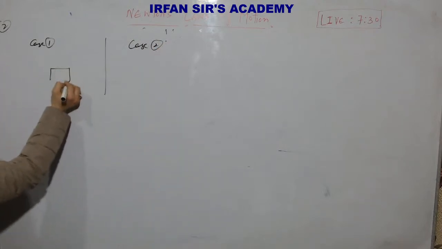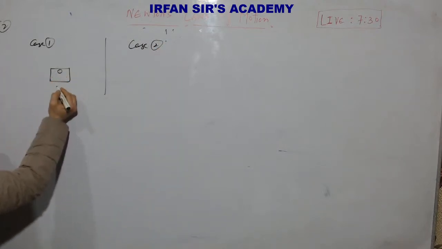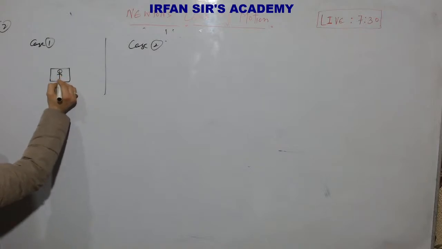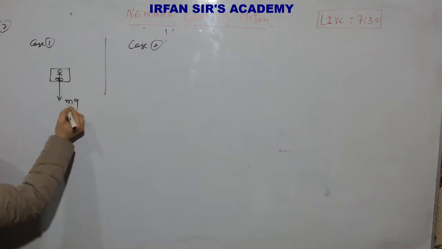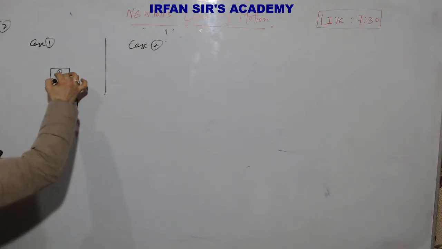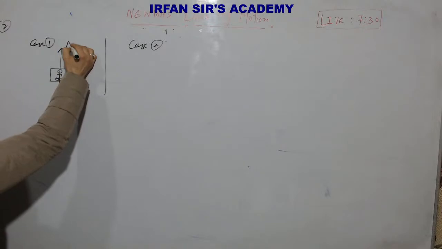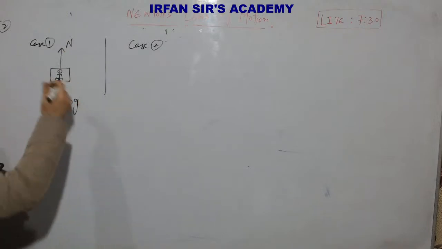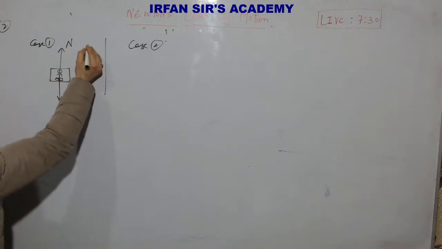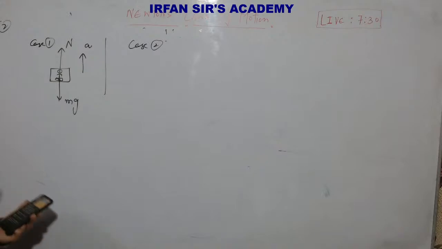In the first case, the lift is going up and a man is inside the lift. What will be the forces? W equal to mg downwards, if m is the mass of the body, is the weight of the body. And the normal reaction is N. The lift is going upwards with some acceleration. Suppose that acceleration is a.